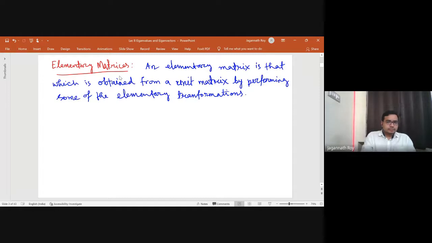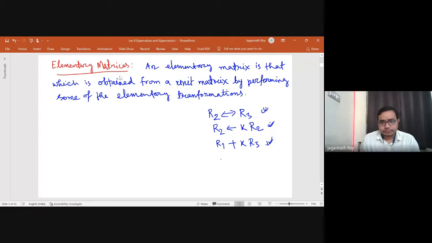Whatever we have discussed, the row operations: R2 is exchanged with R3, R2 is replaced with K times R2, and R1 is replaced with R1 plus K times R3. These three types of operations we have seen for row operations. Similarly, we can do column operations also. So these are elementary transformations.